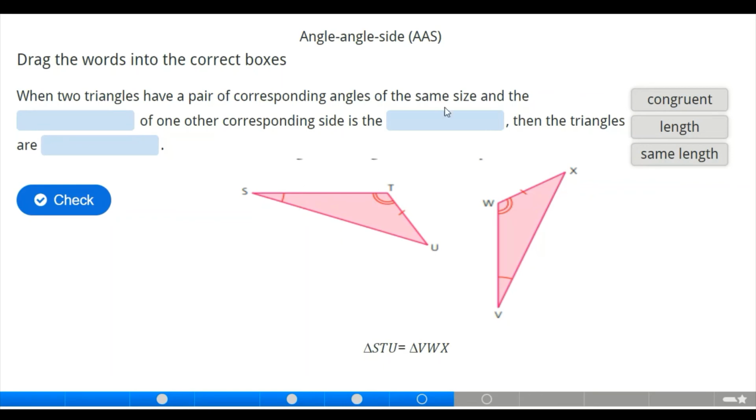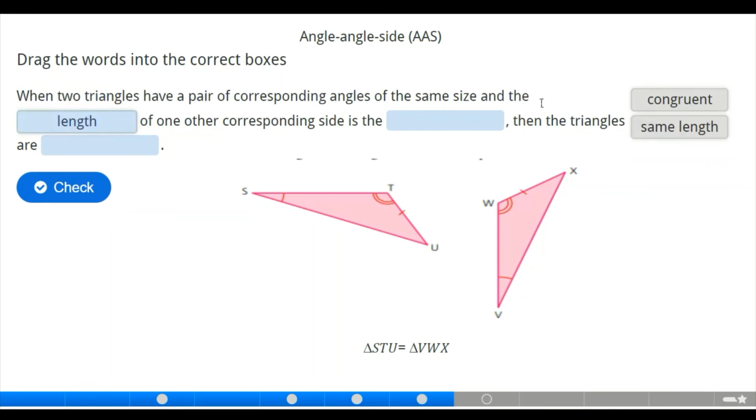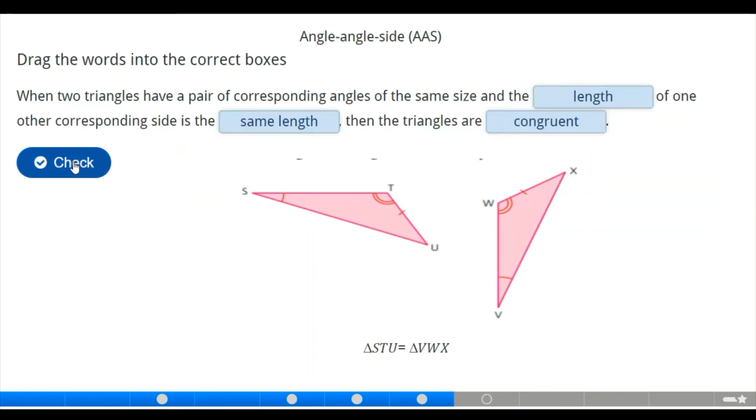So that implies that we must have a corresponding angle that has the same what? The same length. Okay. So if they have the same length, the corresponding sides also will have the same length. Then we say that that type of triangle is congruent in nature.